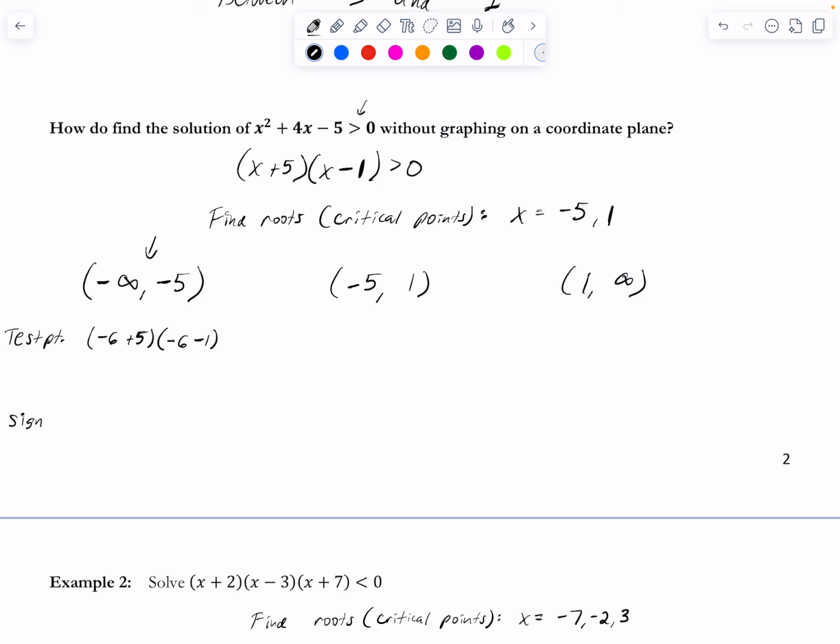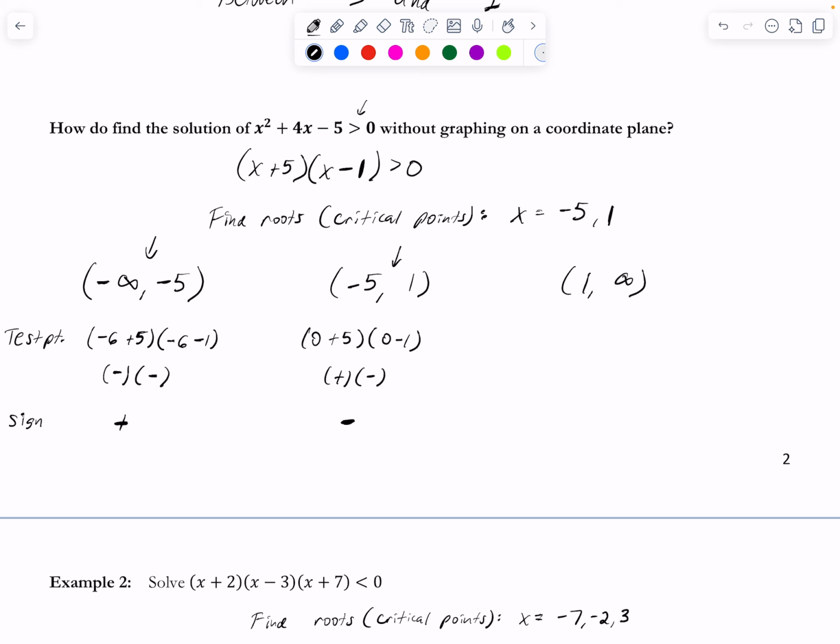Now again, I don't care about the number, I just care about what the sign is. So -6 plus 5 is a negative, and -6 minus 1 is also a negative, so my sign is going to be a positive value. Do the same thing for this one. Pick a test point. I'm going to choose 0, wherever 0 ends up, I always choose 0. So 0 plus 5 is a positive, 0 minus 1 is a negative, and so that's going to be a negative value.